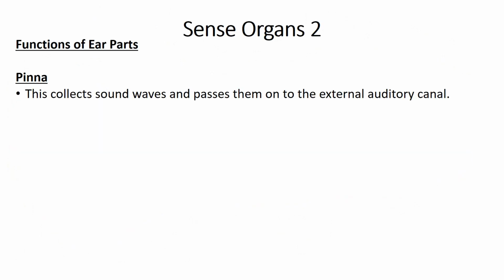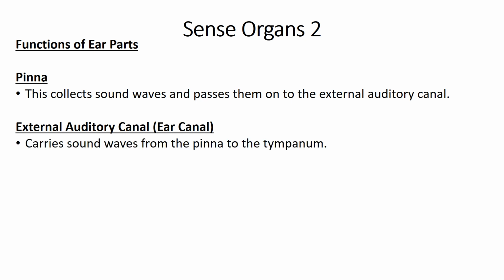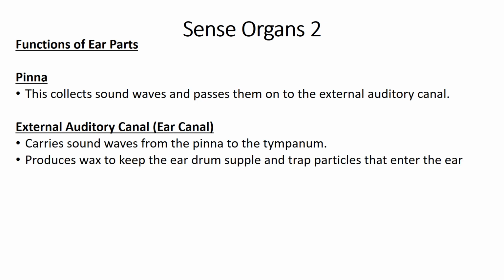So the pinna, like I said, it collects sound waves and passes them on to the external auditory canal. Okay. Then the external auditory canal carries sound waves from the pinna to the tympanum. It also produces wax to keep the eardrum supple and trap particles that enter the ear. Okay, so it protects the ear from dust particles, stony particles, soil particles entering by producing wax. It also contains hair to trap particles entering the ear.